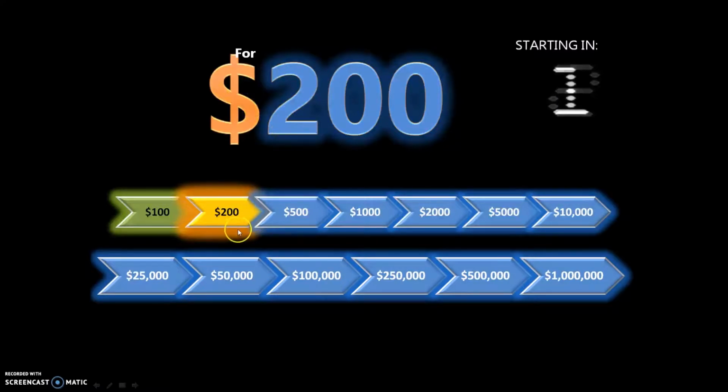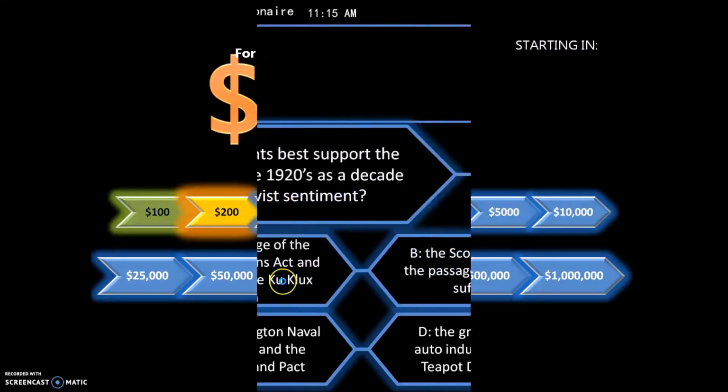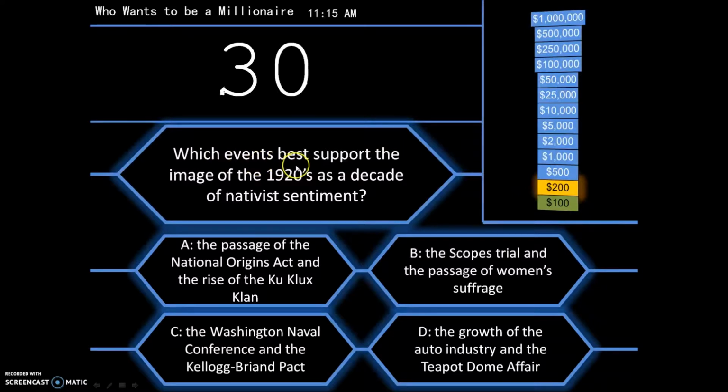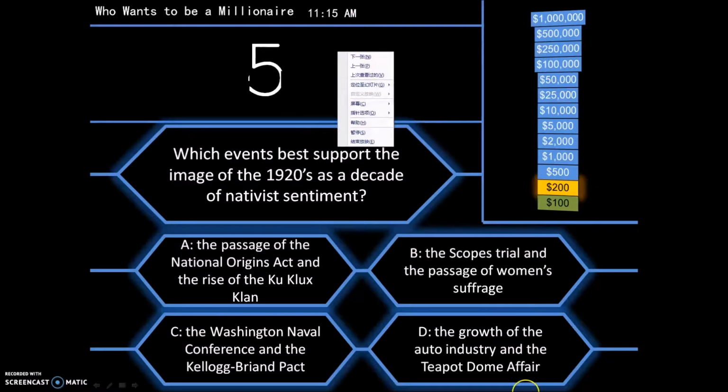Next one, question worth $200. Which events best support the image of the 1920s as a decade of nativist sentiment? A. the passage of the National Origins Act and the rise of the Ku Klux Klan. B. the Scopes trial and the passage of women's suffrage. C. the Washington Naval Conference and the Kellogg-Briand Pact. Or D. the growth of the auto industry and the Teapot Dome affair.